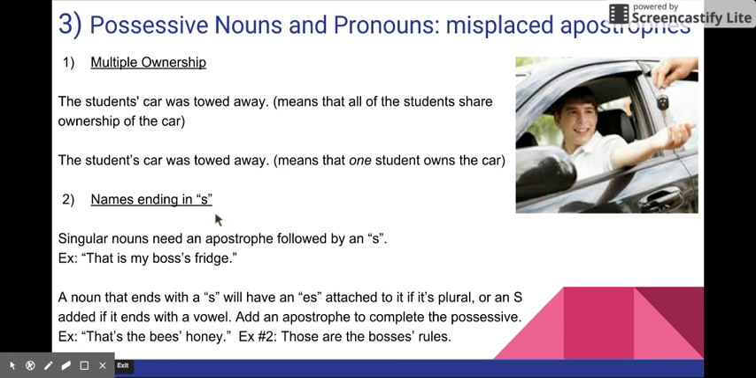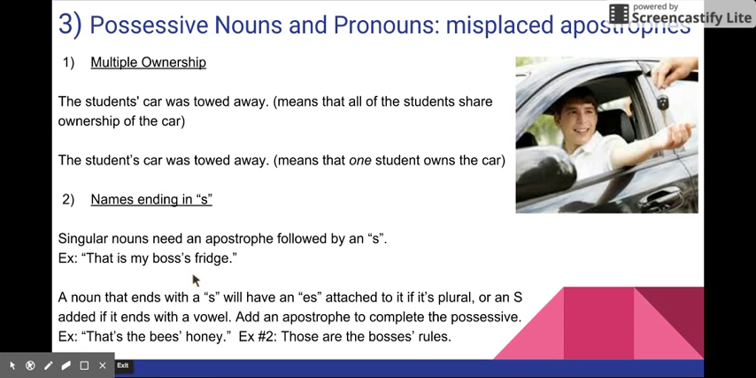Names or other nouns ending with S, singular nouns need an apostrophe followed by an S. For example, that is my boss's fridge. So that is correct because there is one boss. It's his fridge, so you put the apostrophe S.